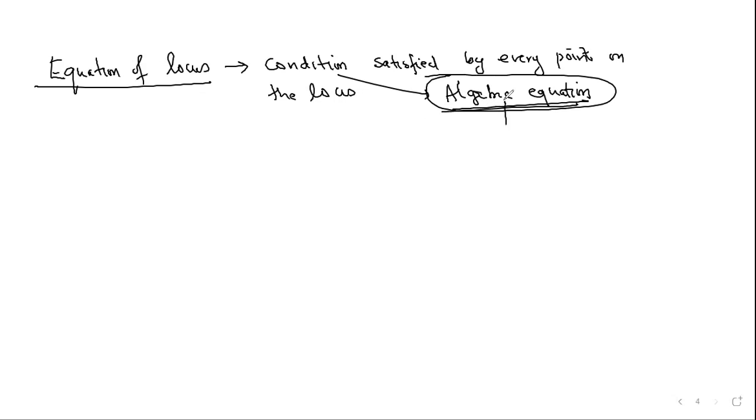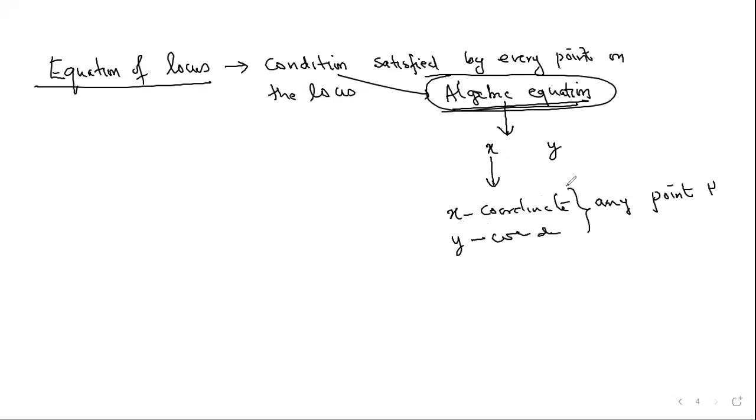This algebraic equation has two variables, x and y. x stands for the x coordinate of any point on the line. You take a sample point, its x coordinate, and the y coordinate of the same point. For example, look at this. I am going to draw a locus. Look at this carefully. Very interesting thing I'm going to show you.